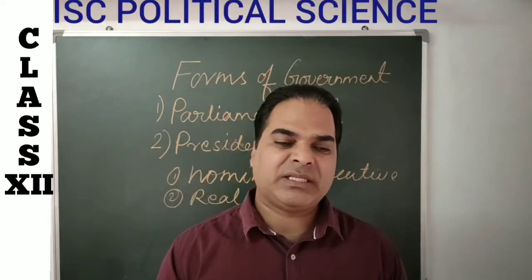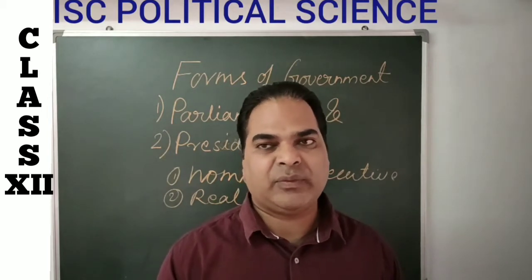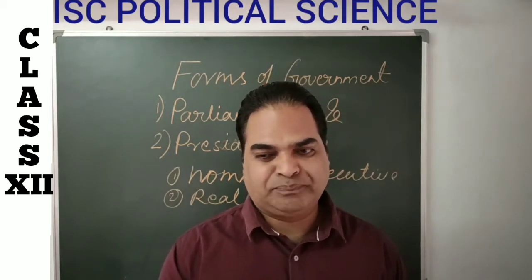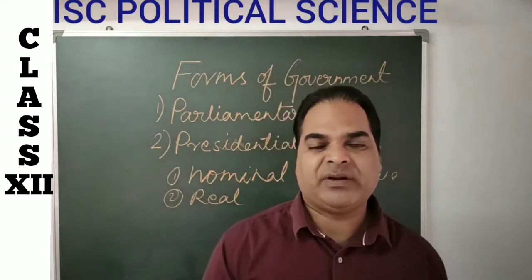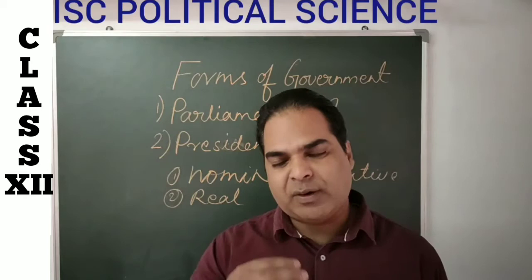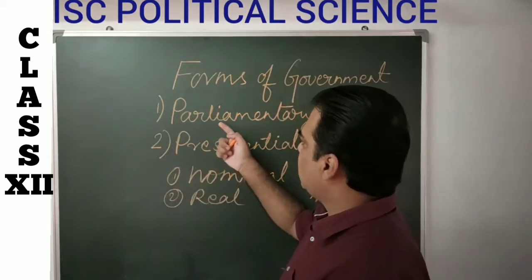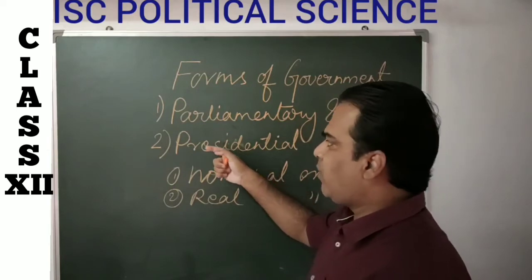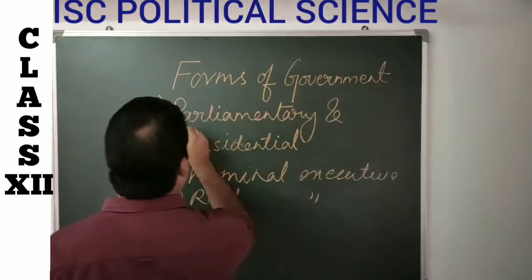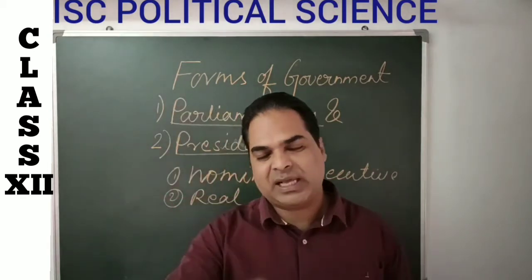In the previous class, we discussed the forms of government, and within that, we discussed the unitary form of government and the federal form of government. So today, the last part of the forms of government, we are going to complete it. And here, we will be discussing the parliamentary and presidential forms of government. This is the last part.